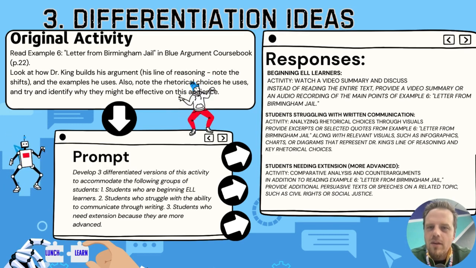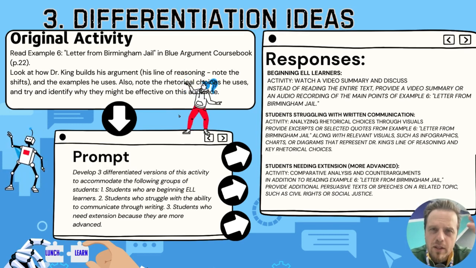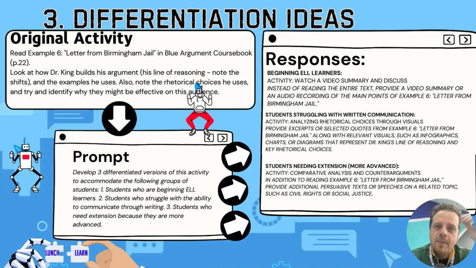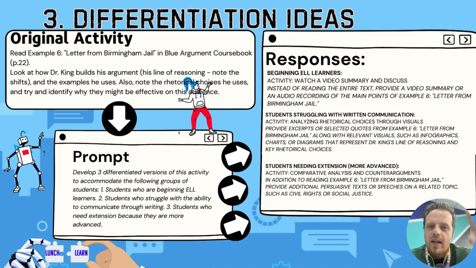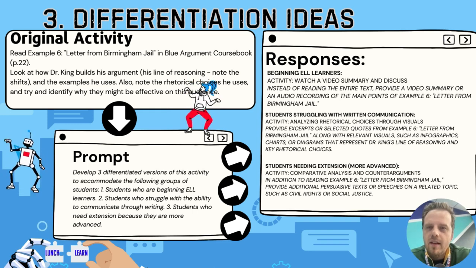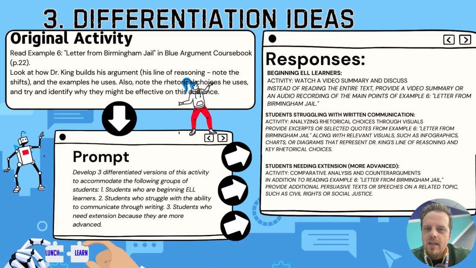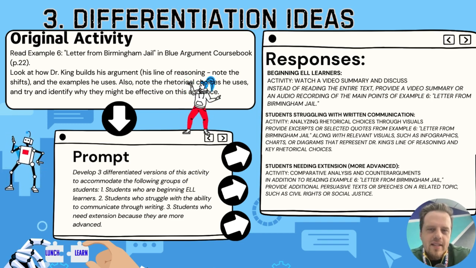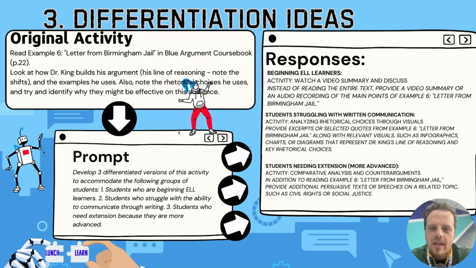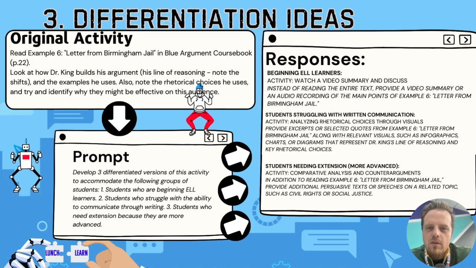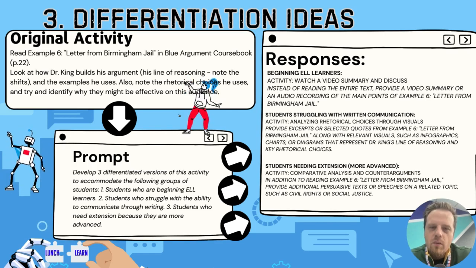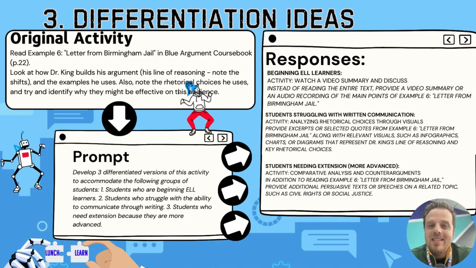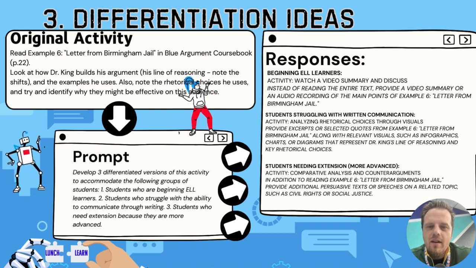So you can see up here is the original activity. Actually, it's a portion of the original activity. I pulled this from one of the AP English classes, where they're reading an example and then looking at how Dr. King builds his argument. That was the original activity. The prompt is right here, and I'm kind of blocking it with my head, but I'm asking the AI to give 3 different versions of this activity. One for students who are beginning English language learners, one for students who struggle with the ability to communicate in writing, and one for students who need extension because they understand and are more prepared for it.